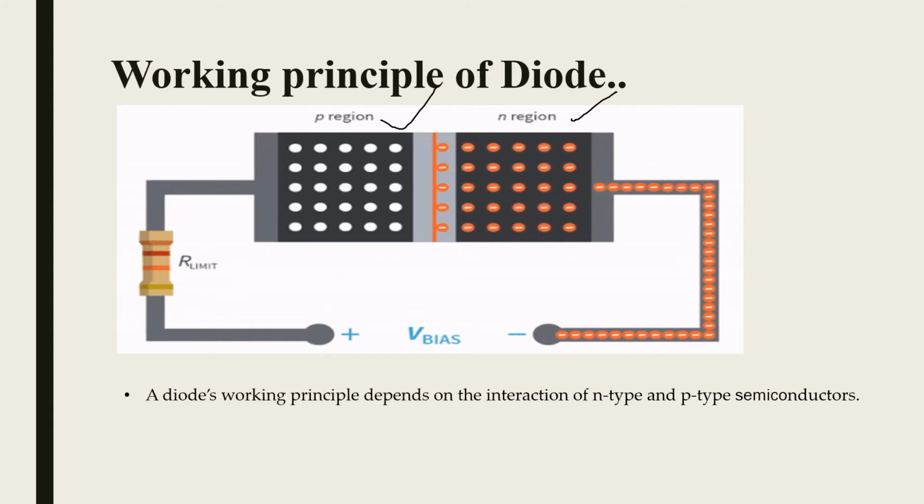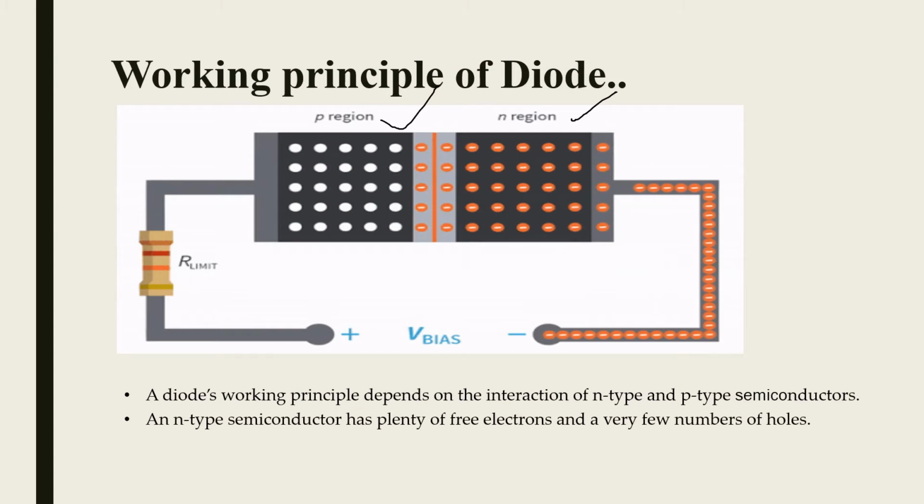The first point is that the diode working principle depends on the interaction of N type and P type semiconductors. The second point is that an N type semiconductor has plenty of free electrons and very few holes. You already know that in an N type semiconductor the number of electrons is more than the number of holes, and in a P type semiconductor the number of holes is more than the number of electrons.